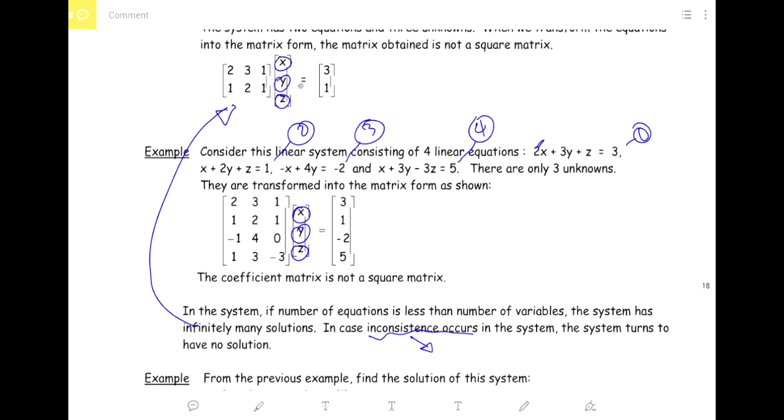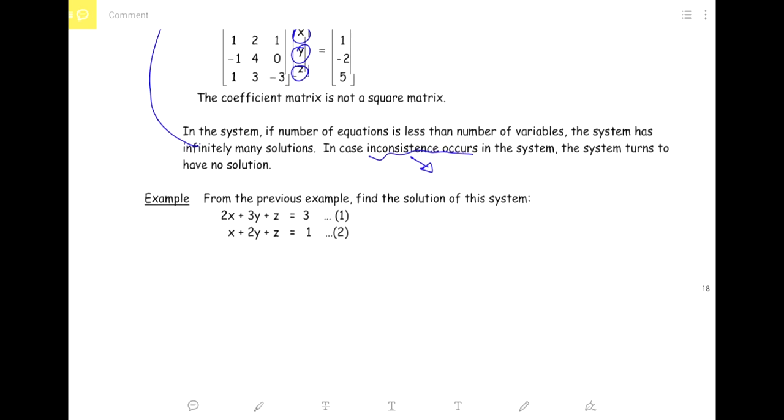From this example, I'm going to take you down here. We want to find a solution of this system. Can we do it with matrices? No, we cannot do it with matrices. So what do you have to do? First step, you have to find a way to eliminate one variable. I think the easiest one is z, because they have the same coefficient now.